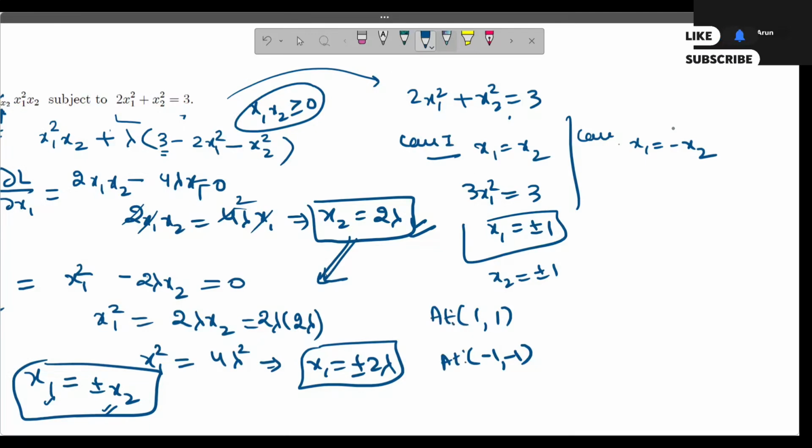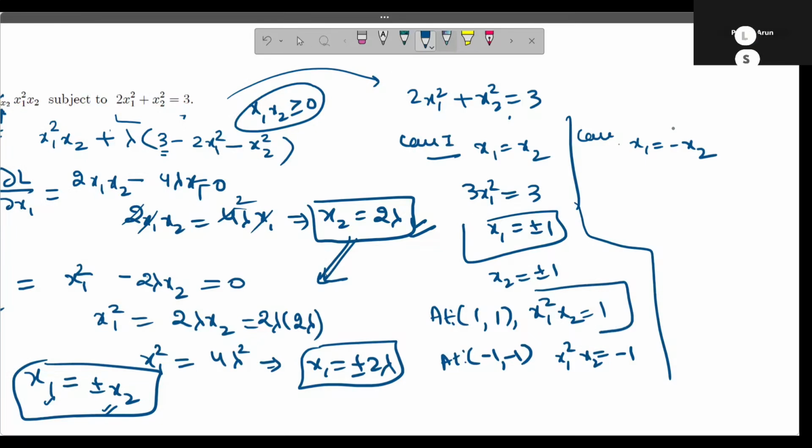At (1, 1), my function, which is x1 squared x2, is 1. And from here, minus 1. So we've got, I need to check for which one I am getting the maximized function. I have to find out two more values now from case 2, right?